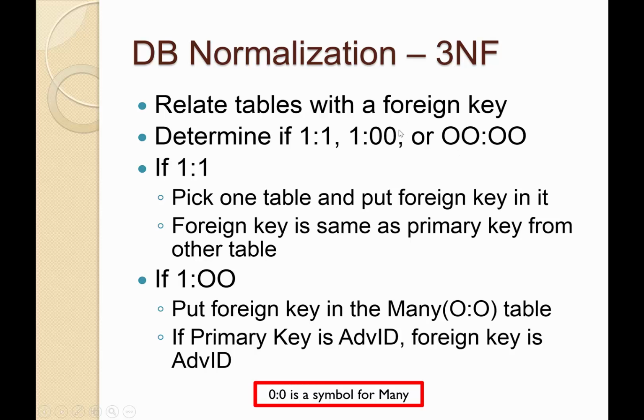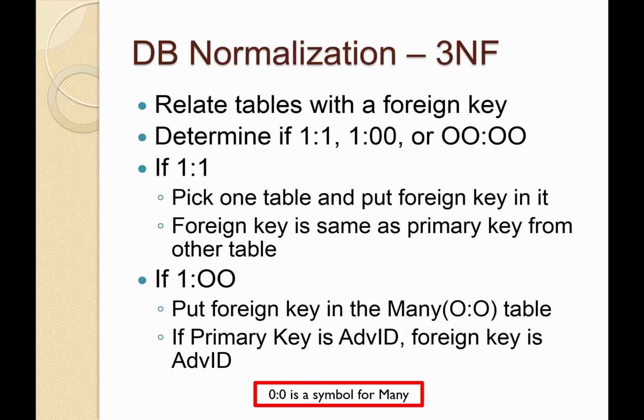If you see the double zeros in a row, that means many. So down here in the red we can see that 0, 0 or :0 is a symbol for many. If you have a one-to-one table, you'll pick one table and put the foreign key in it. It does not matter. And again, a foreign key is the same as a primary key from the other table. If you have a one-to-many relationship, you put the foreign key in the many table.